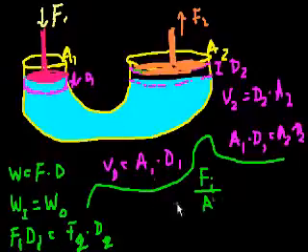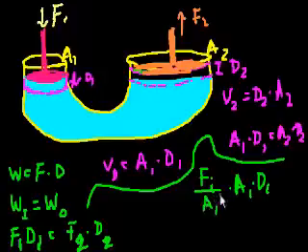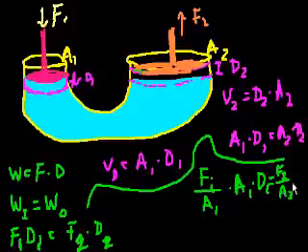So if I take the input force and divide by the input area, and then multiply by the area again, and then multiply times d1, you see what I did here? I just multiplied and divided by A1, which you can do. You can multiply and divide by any number. These two cancel out, and that is equal to the same thing on the other side: F2 over A2 times A2 times D2. Hopefully that makes sense.